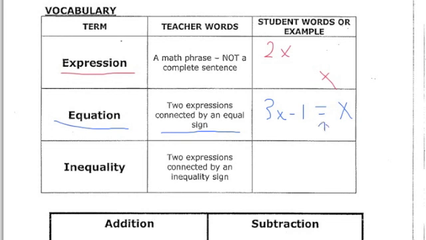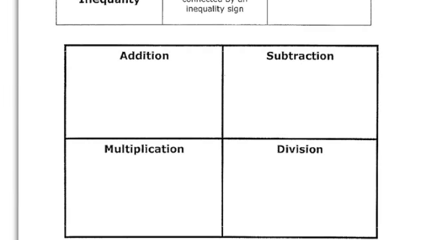Okay, the last is an inequality. And an inequality is two expressions connected by an inequality sign. So it would look something like 3x is less than 2. Inequality signs are guys that look like this. So you just have two expressions connected by one of those.